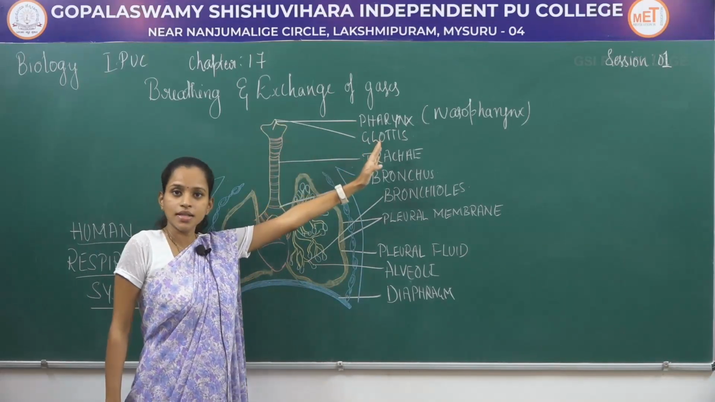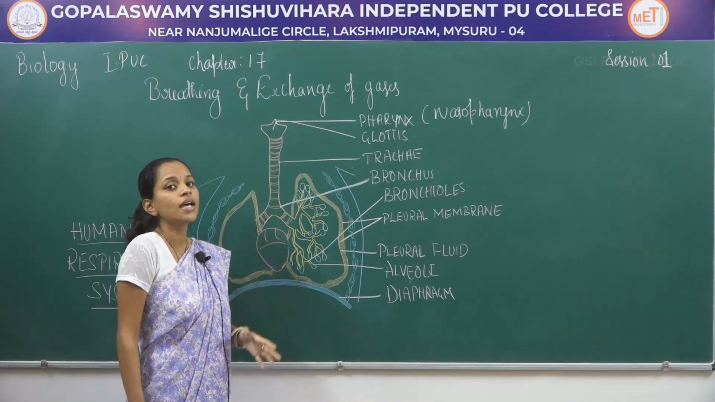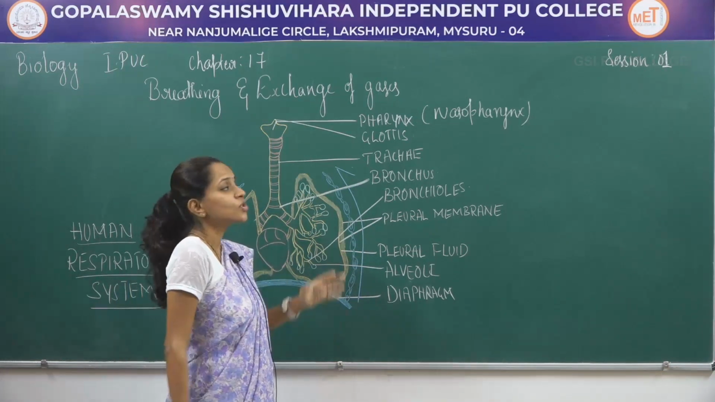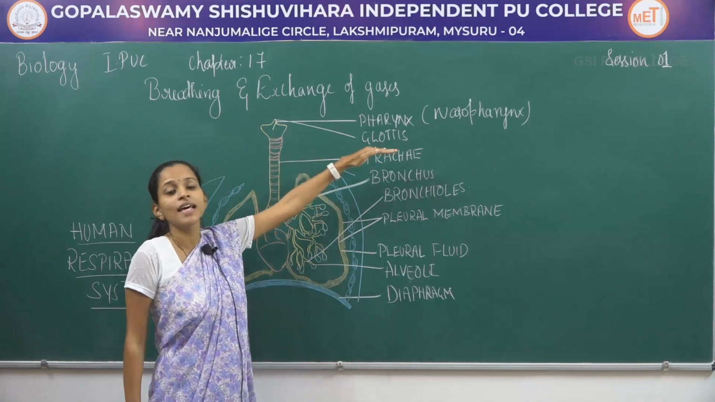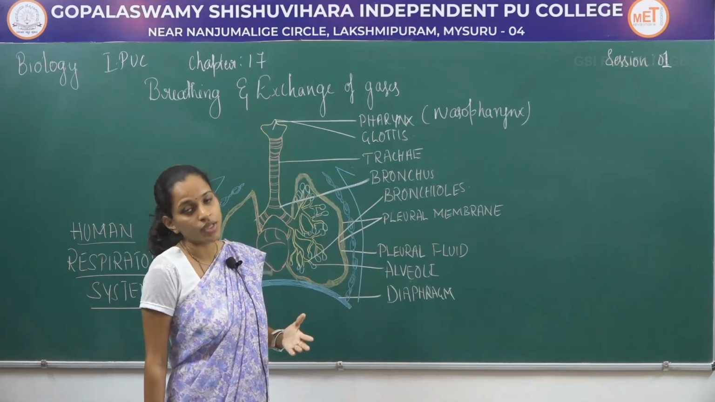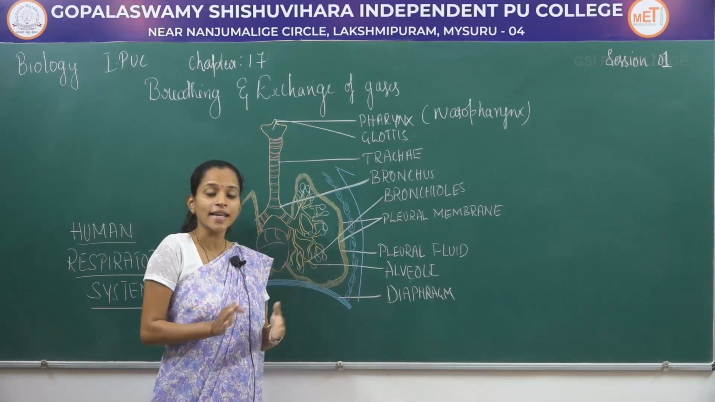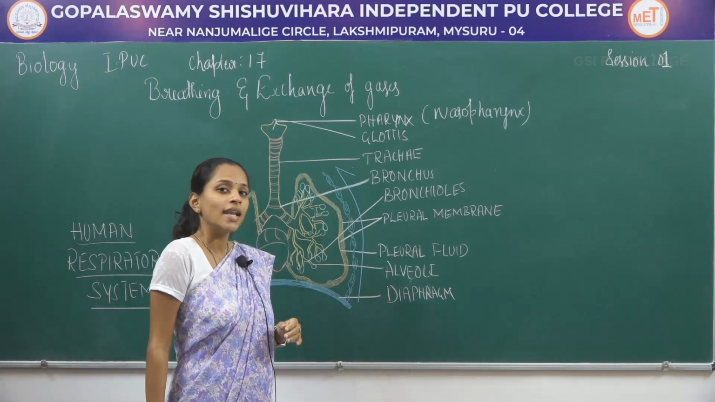Once the air passes into the pharynx, it should be passed on into the next region, that is through the larynx. For this purpose, there is the glottis which guards the air from getting transferred into the digestive tract, and instead directs the air to move into the larynx region.